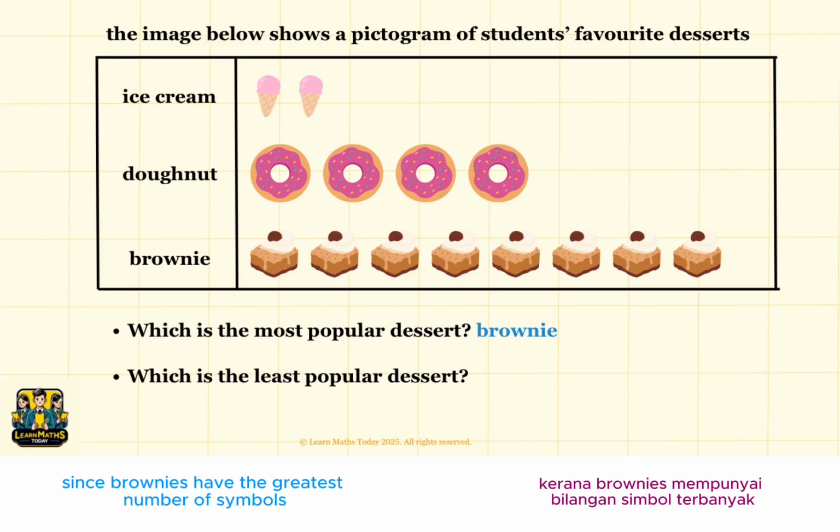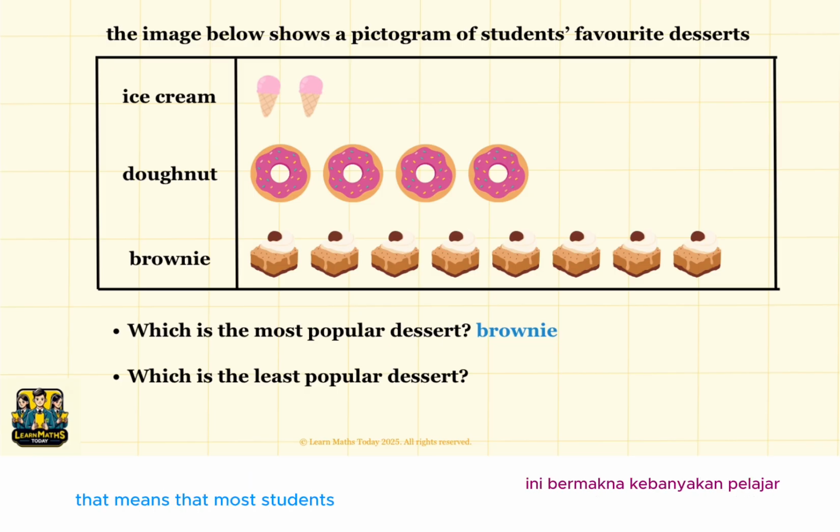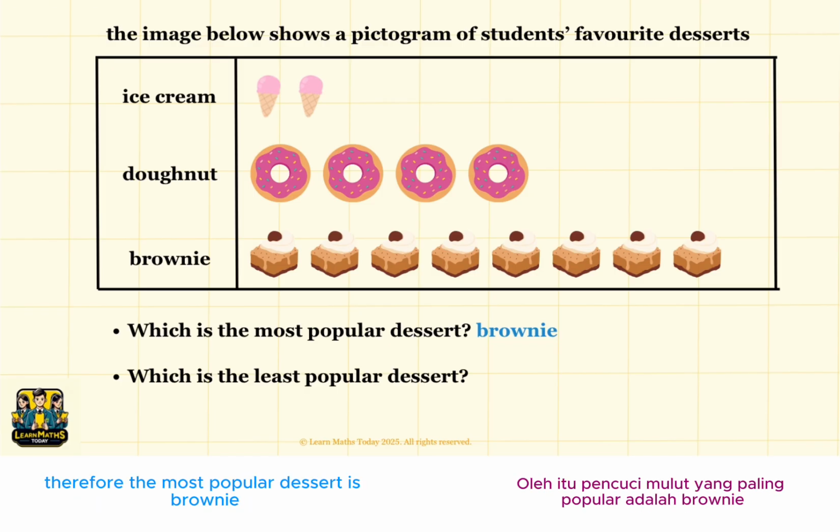Since brownies have the greatest number of symbols, that means that most students' favorite dessert is brownie. Therefore, the most popular dessert is brownie.